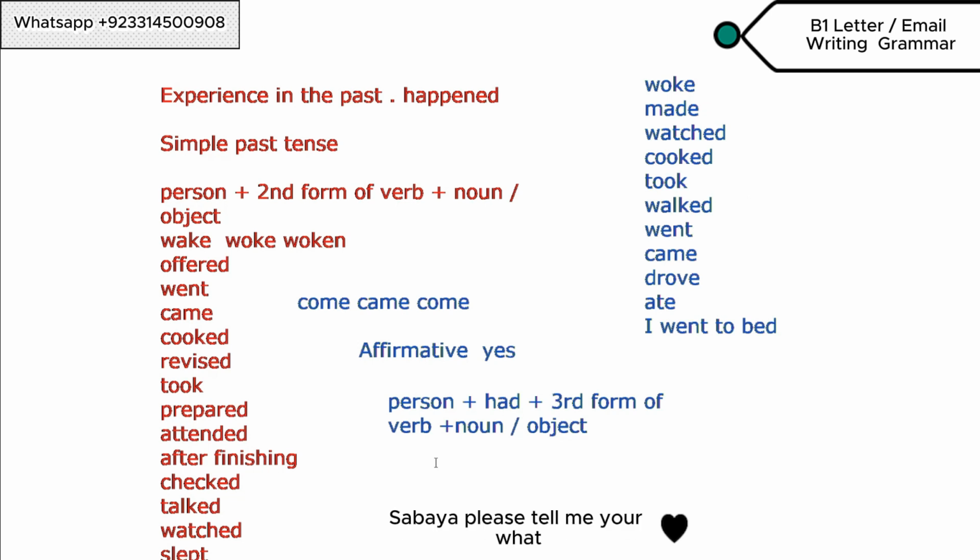What's your name? Samaya. Please tell me what did you do in the morning? Because it's evening right now, use the past perfect tense, please. I had woke up at 7. I had woken up. I had woken up at 7, I made breakfast. Then I watched. I had made a breakfast. And I watched a TV. Then I had watched a TV.